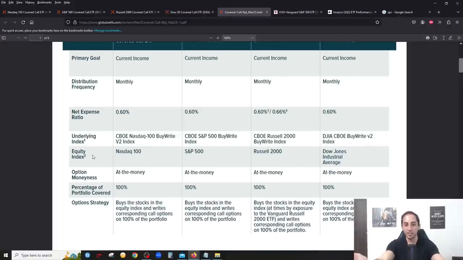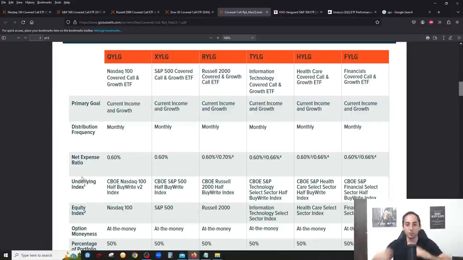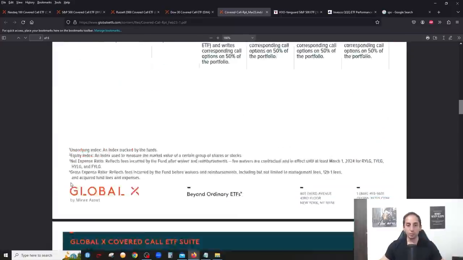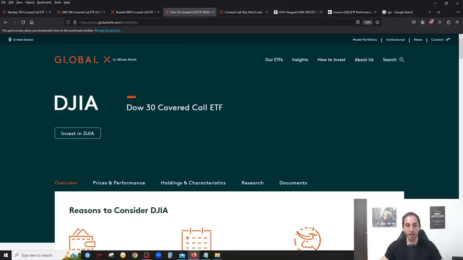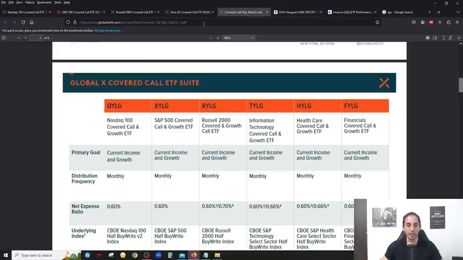Again, these ETFs, it's all the same strategy. At the money calls on the index themselves, 100% coverage. So whatever the fund is worth, that's going to be the notional value like we saw. So here's the key, guys. If you scroll down, they do have G versions, right? So QYLD, they have QYLG, XYLD, XYLG. They have G versions of the three of Q, X, and R. They don't have a G version of the DJIA yet. I don't know if they're going to come out with that.